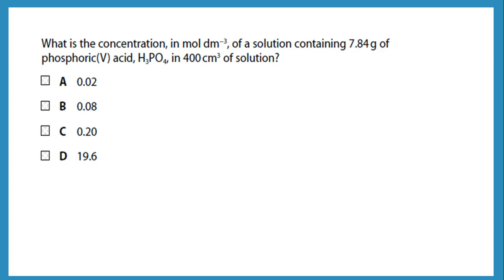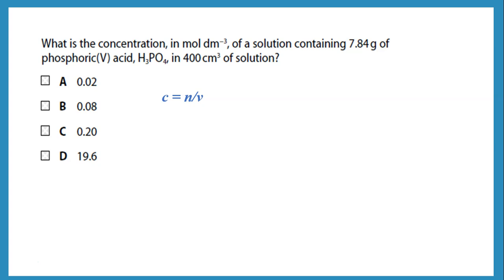Okay, this is another question. What is the concentration in mole per decimeter cubed of a solution containing 7.84 grams of phosphoric acid in 400 centimeter cubed of solution? Again, you could stop here for a minute. We're trying to get what? We're trying to get concentration. And you should know concentration is number of moles over volume. But we don't have number of moles, so we need to get number of moles.